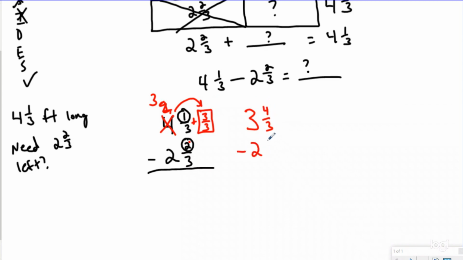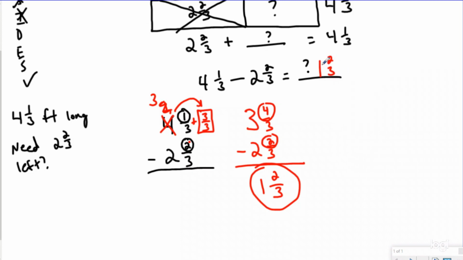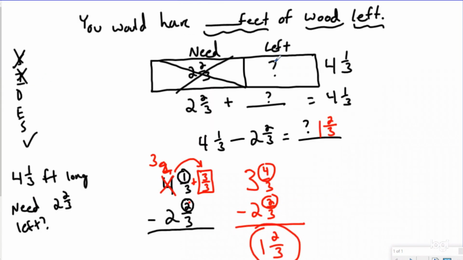And then I'm going to subtract 2 and 2/3. And now I can do my subtraction. 4 minus 2 is 2. My denominator stays the same. 3 minus 2 is 1. And I'm left with 1 and 2/3 feet. So if I put this back in for my question mark, 2 and 2/3 plus 1 and 2/3 would equal 4 and 1/3. That's what I just solved. So I have 1 and 2/3 feet of wood left, or a foot and a little bit more of wood left. And that's how you do that.